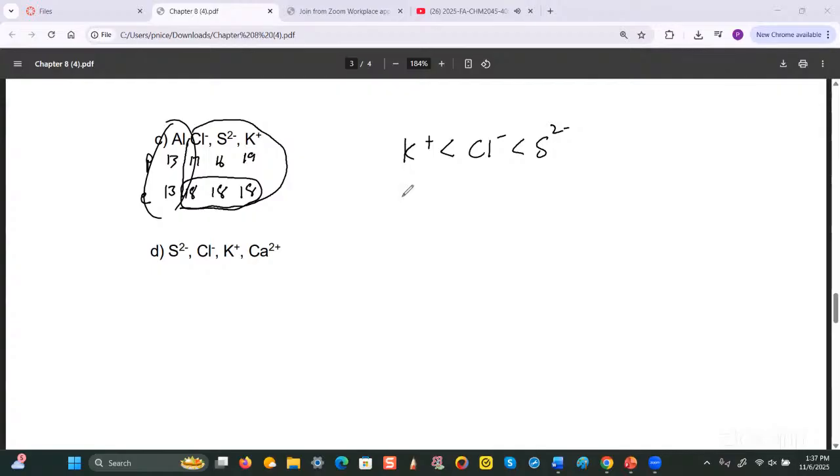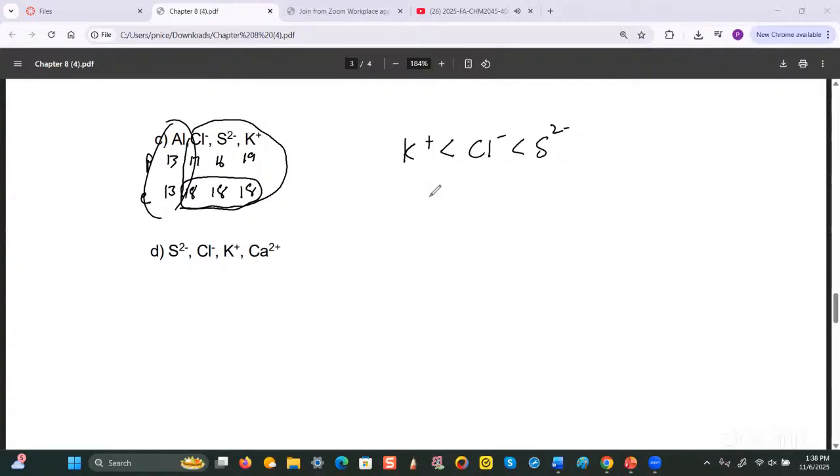Well, aluminum, let's see where aluminum is. Let me see here. So it's potassium, chloride, and sulfide. Sulfide and chloride are in the same period. But aluminum is in the same period as sulfur and chlorine, but aluminum is to the left of sulfur and chlorine. So aluminum would be small in size compared to sulfur and chlorine.